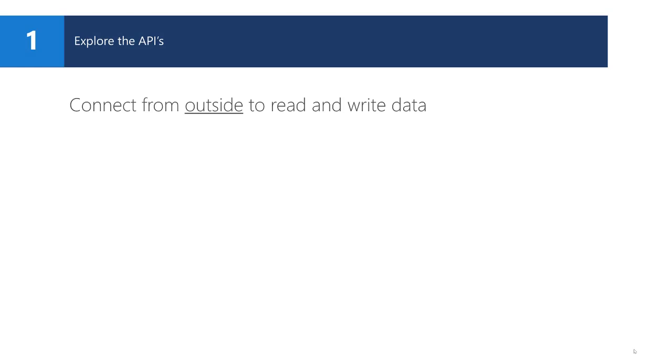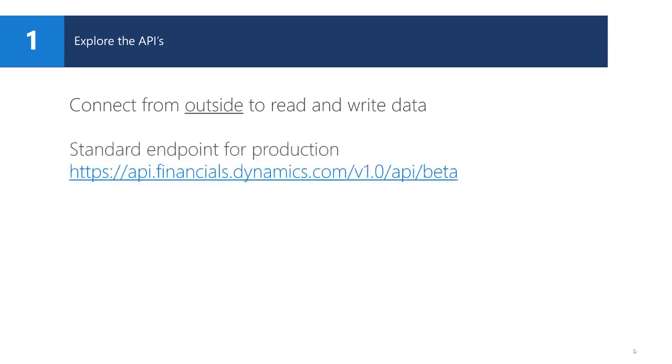APIs are used to connect from the outside world to Dynamics 365 and to read and write data. It does not require any Dynamics 365 programming skills or knowledge. The only thing you need to know is which APIs are available and how they can be used. The Dynamics 365 environment has a standard endpoint that can be used for all tenants. The correct tenant will be selected based on the user credentials.